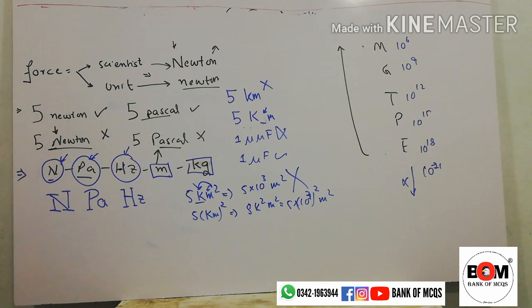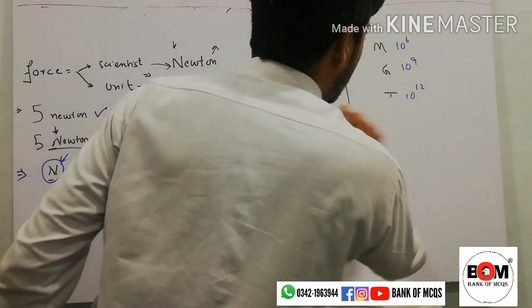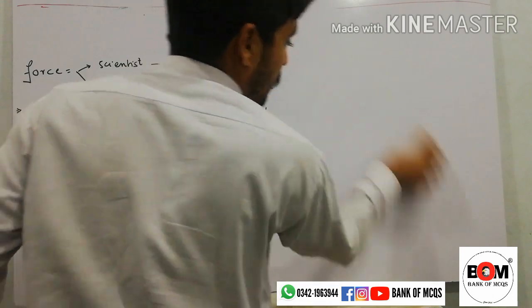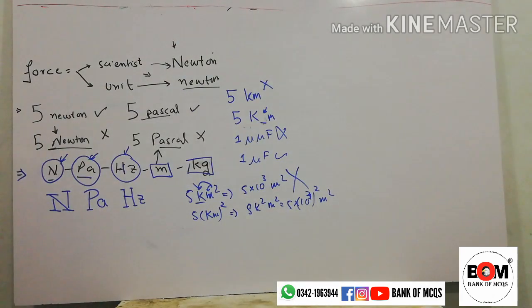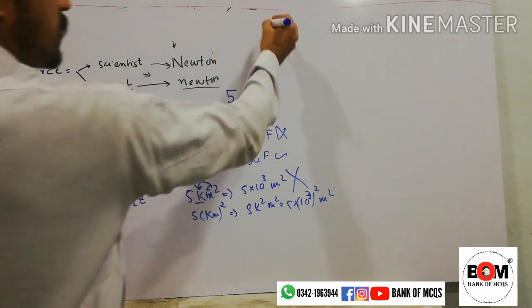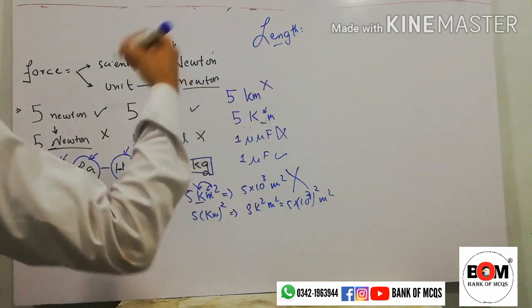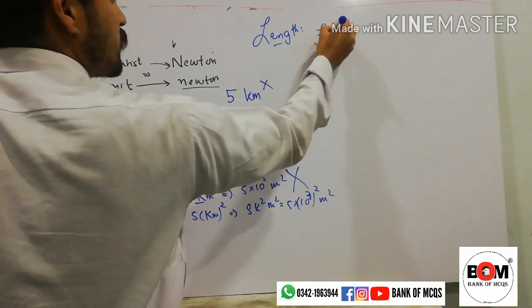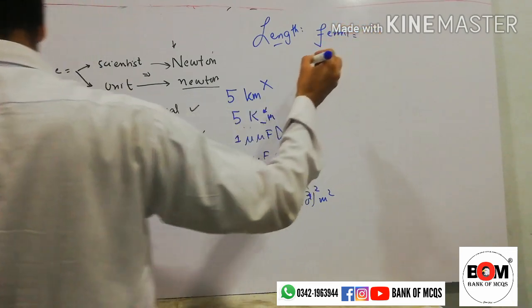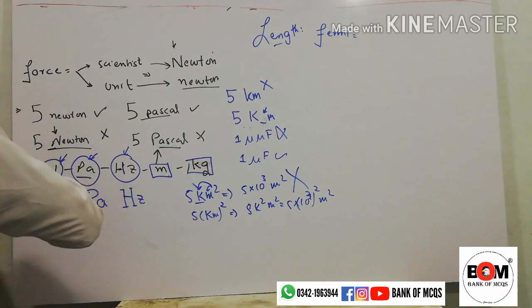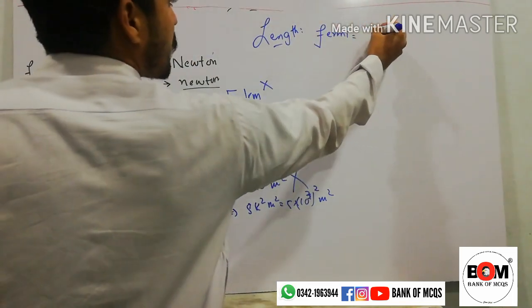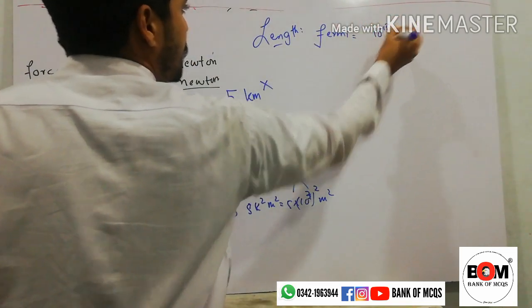Now this was quite easy, but I would like to tell you some other points, some units of length, mass and time that are important for the entry test. There are some units of length which are quite important, or which are used in physics, like Fermi. Fermi is the unit of length. Its value is equal to 10 raised to power minus 15 meter.